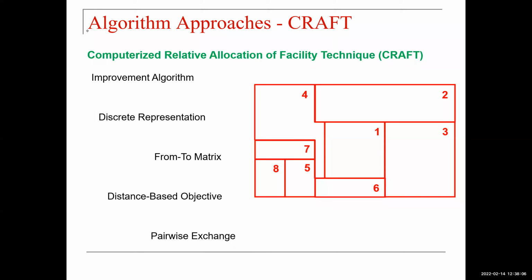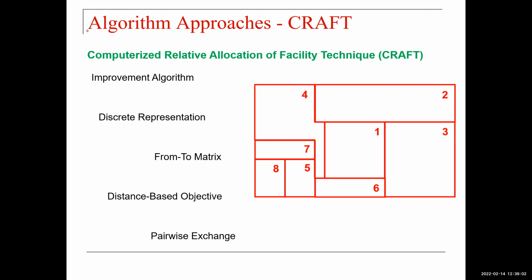CRAFT stands for Computerized Relative Allocation of Facility Technique. This is an improvement algorithm, meaning that you are beginning with an initial layout, and you're trying to improve that layout. It has a discrete representation, meaning that you can count the number of departments, and also you can count the distance. We use the from-to matrix, so we have information about the flow. It has a distance-based objective: we are looking at the distance multiplied by the cost associated with the flow. And it involves what we call a pairwise exchange, which means that you're swapping the location of two departments at a time.